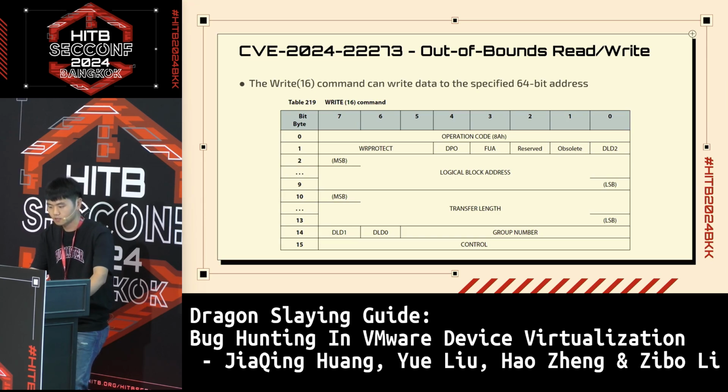Before we start, let's introduce the SCSI command. In the SCSI command's reference manual, there is a command called write that allows operation of an 8-byte logical block address and 4-byte transfer length. This shows that we can use this command to access any address in all 64-bit space, provided there is no disk capacity limit check.